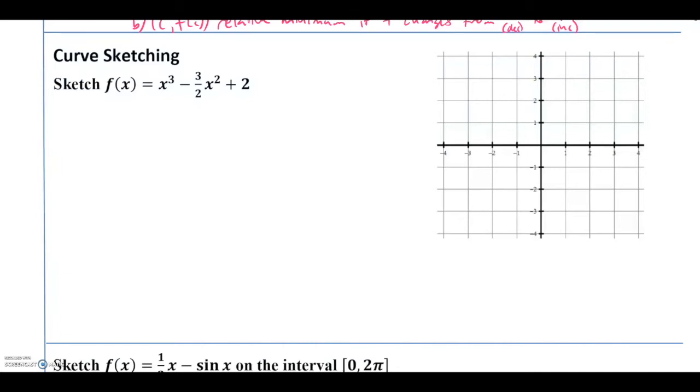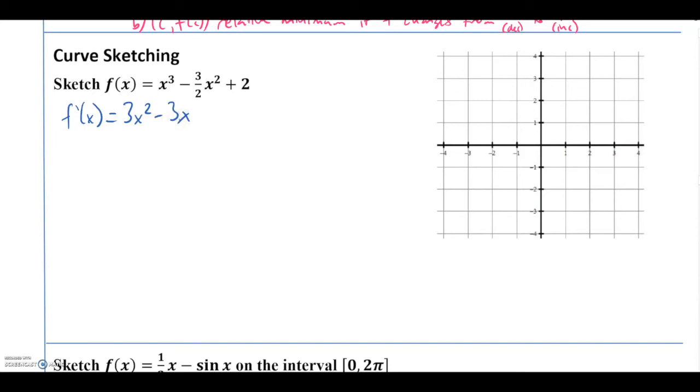We can draw a pretty accurate approximation of a function just based on the information we get off its first derivative. So sketching something like f of x equals x cubed minus 3 halves x squared plus 2, without a calculator, the best we could do would be to set up a table of values, pick out random x and y values, and hope that we can get a good idea of what this looks like. Or we can take a look at its derivative.